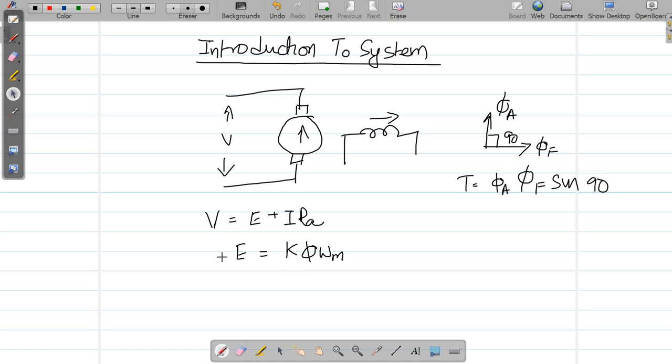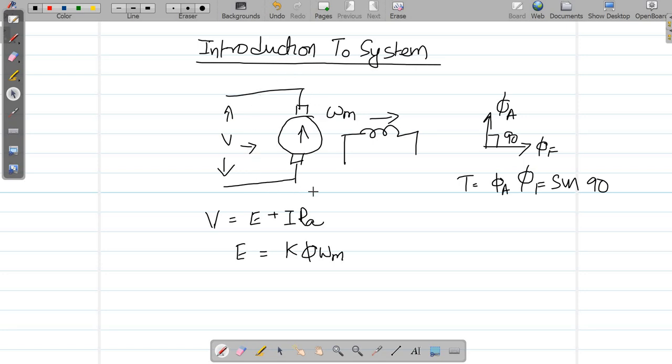m is the speed. So when I apply a voltage, a back EMF is developed in the armature, and once the back EMF is developed, it leads to a torque which actually causes the rotor to rotate, whereby there is an increase in speed. So when I increase the voltage, there will be an increase in speed. So the voltage can be thought of as an input, and the speed omega m of the rotor can be thought of as an output.